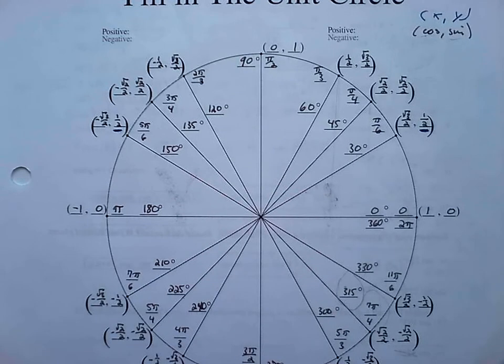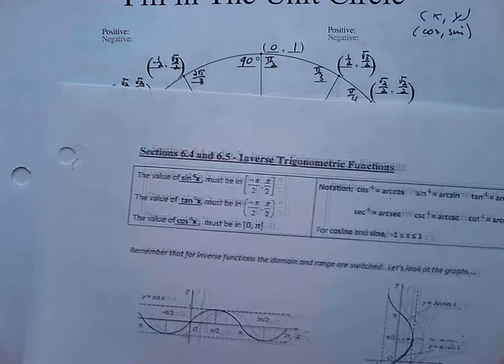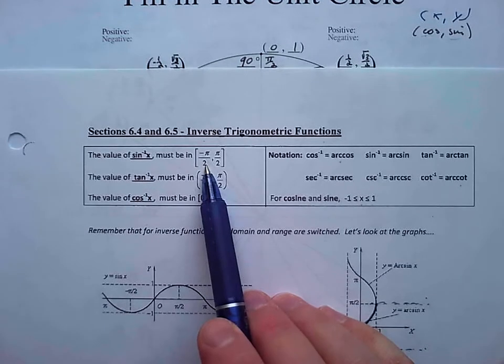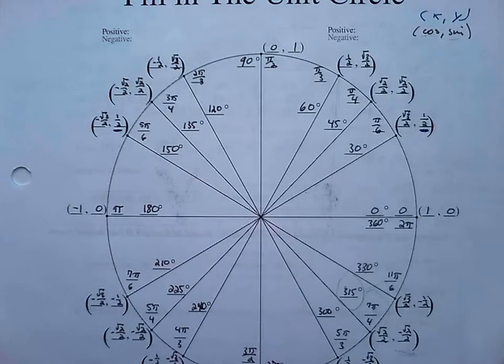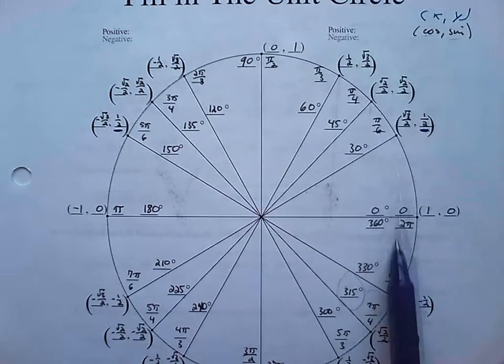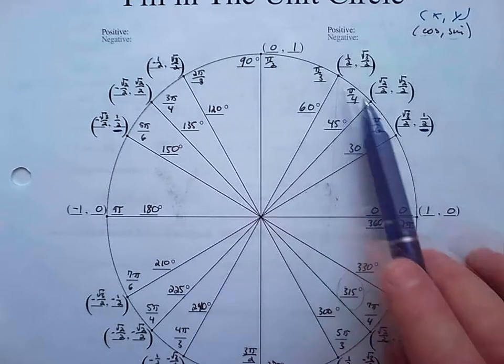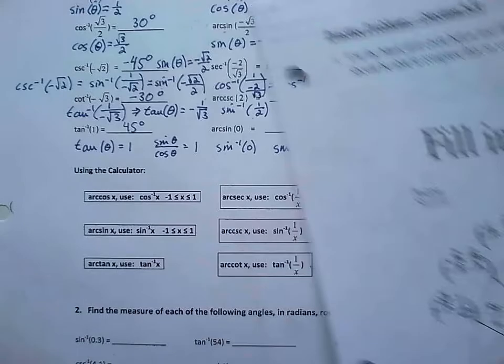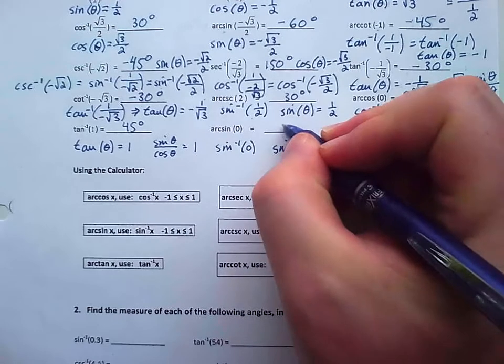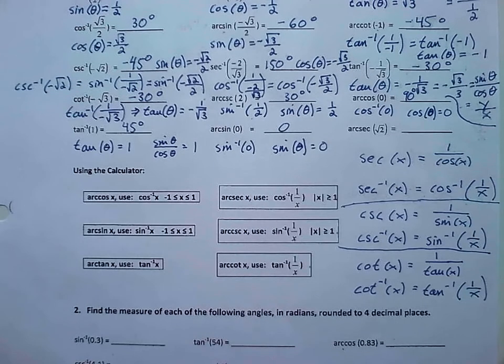But again, keep in mind that for the arc sine, we need to be between negative pi divided by 2 and pi divided by 2, or negative 90 degrees and 90 degrees. So we can only be on this right-hand side of the circle. So therefore, the only angle that's going to work is going to be 0. So therefore, the arc sine of 0 is also equal to 0.